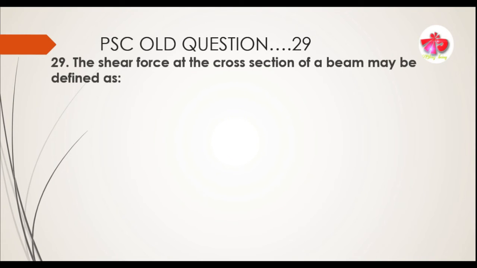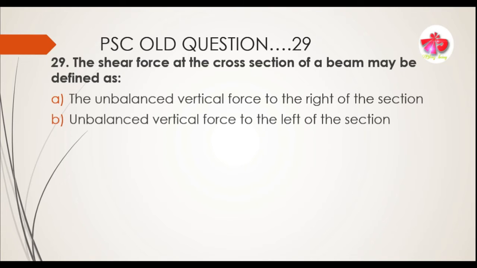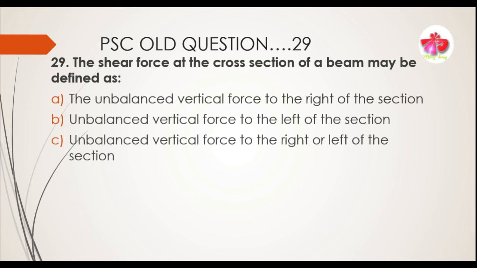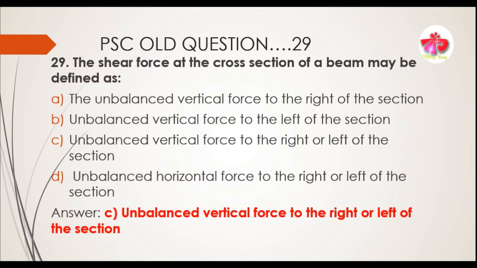Question number 29. The shear force at the cross section of a beam may be defined as option A, unbalanced vertical force to the right of the section. Option B, unbalanced vertical force to the left of the section. Option C, unbalanced vertical force to the right or left of the section, and option D, unbalanced horizontal force to the left or right of the section. So friends, the shear force at the cross section of a beam may be defined as unbalanced vertical force to the right or left of the section. So option C will be correct.